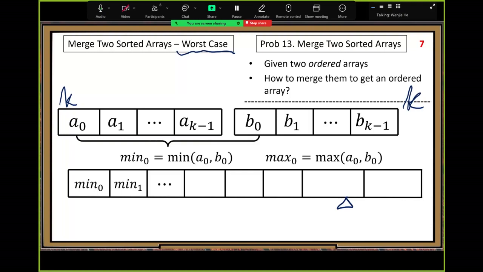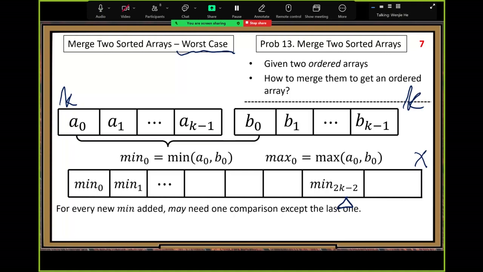2k minus 1. Total elements 2k, but you don't need to do the last one. Other than the last one, for every element, if you want to put it in place, you need to do one comparison. So 2k minus 1. That's the conclusion. For every new mean added, we may need one comparison except the last one.